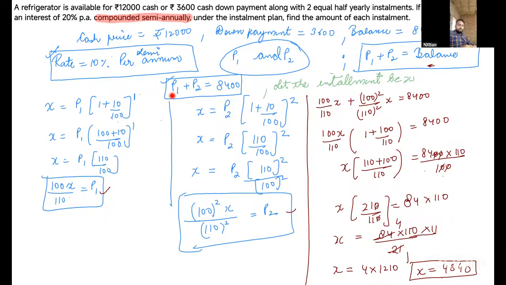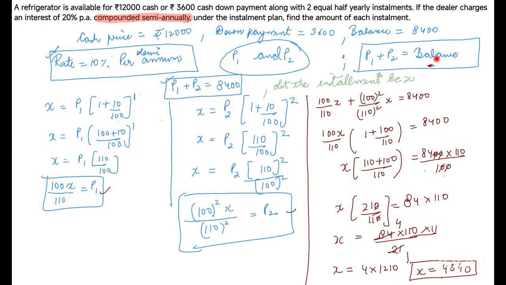Now we know that P1 plus P2 is 8,400. So now I just put the value of P1, which is 100 upon 110x, and I wrote the value of P2, which is 100 square upon 110 square x, equals 8400, which is the balance. Did you understand, Joshua? Yes, sir.